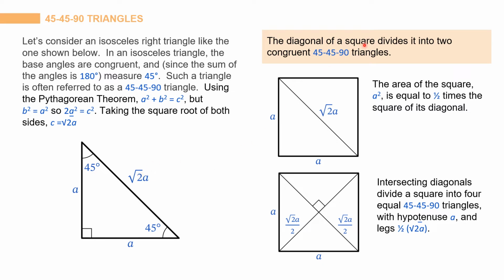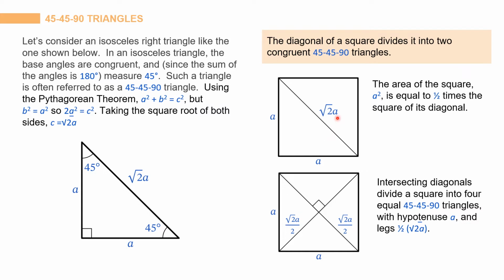The diagonal of a square divides it into two congruent 45-45-90 triangles. All the sides of the square are a. If we draw a diagonal, by symmetry, this angle is 90, this angle is still 90. These angles all have to be 45. So this is a 90, 45, 45 triangle. And this is a 90, 45, 45 triangle. And therefore the diagonal is equal to the square root of 2 times a.